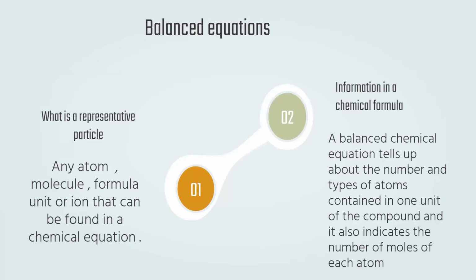tells us about the number of atoms contained in one unit of the compound and also indicates the number of moles of each atom. So by having a balanced chemical equation, by looking at the coefficients and the number of molecules that exist in the chemical reaction, we can find out the number of moles within compounds, the number of moles within elements, and even the mass of these compounds and elements.